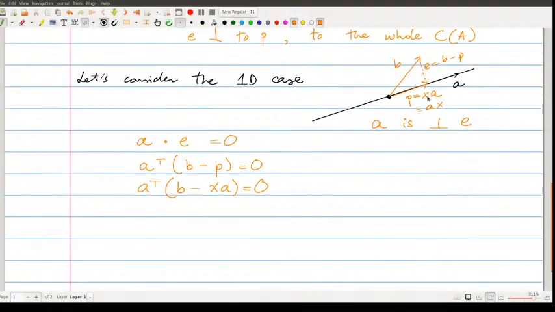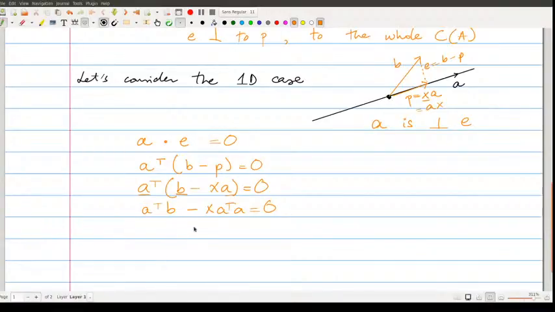So now if we want to find this projection, the idea really is: what is this x, how much is a being scaled by to give me this projection vector? And so how do we solve this? The way we solve this is extremely simple. This is an equation that can be easily solved. So we write this as a transpose b minus, remember that a and b are vectors, x is just a scalar, so I can write this as x times a transpose a equals 0.